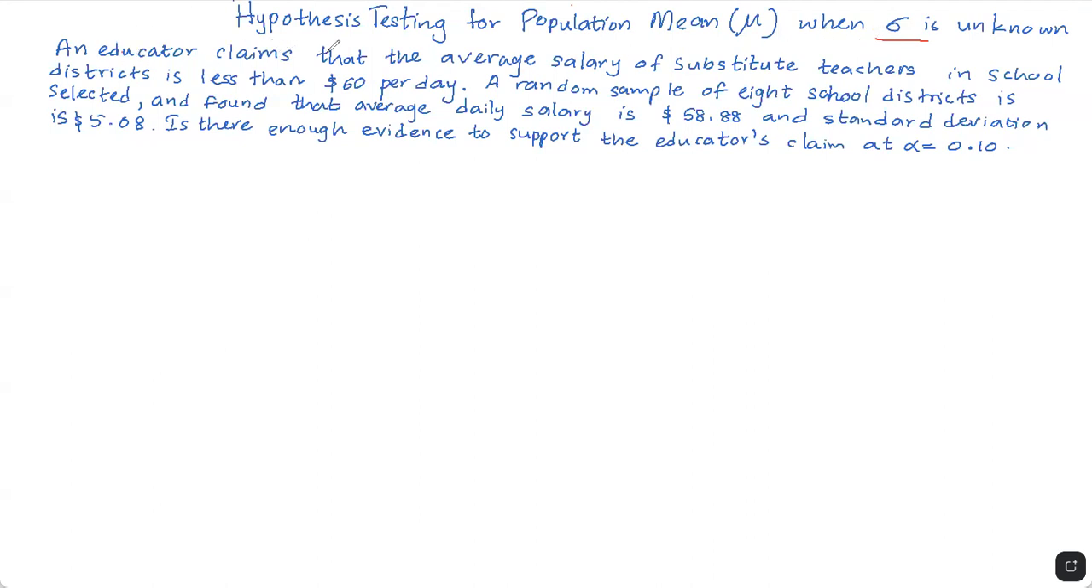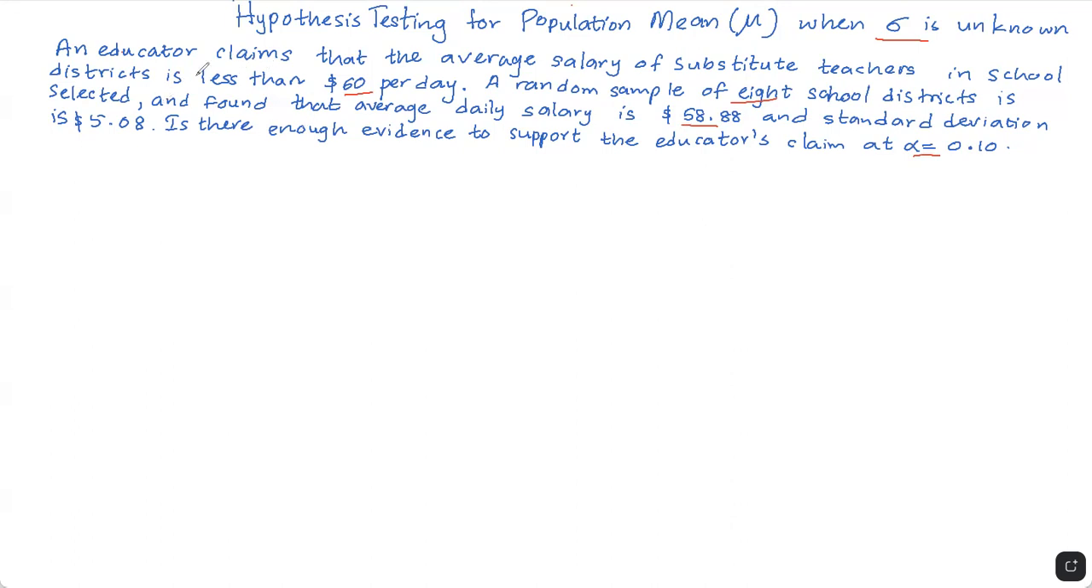An educator claims that the average salary of substitute teachers in school district is less than $60 per day. A random sample of 8 school districts is selected and found that average daily salary is $58.88 and standard deviation is $5.08. Is there enough evidence to support the educator's claim at alpha equals 0.10?